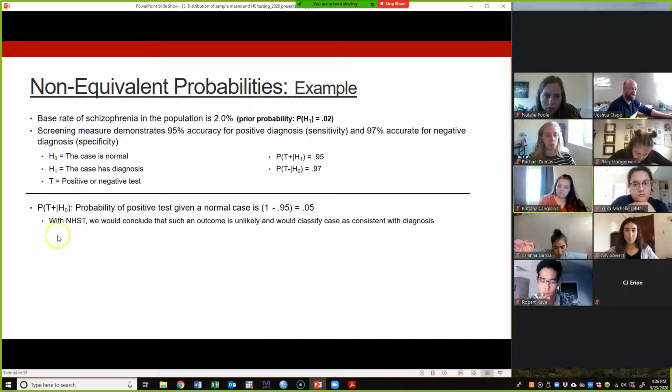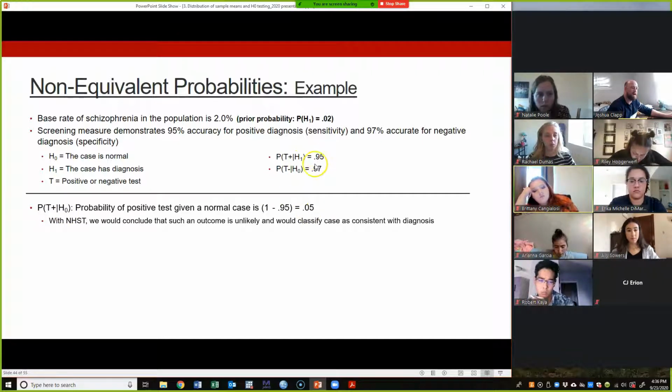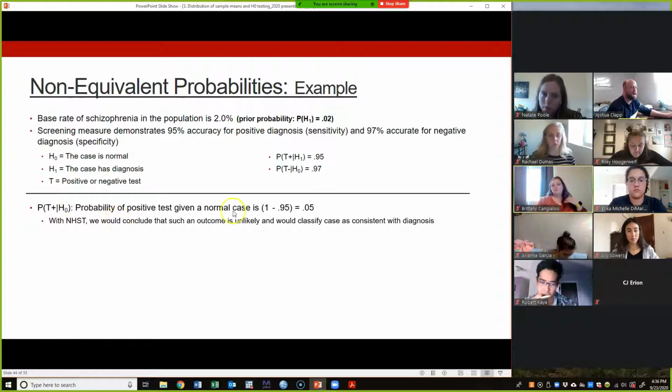The problem is, so again, the probability of a positive test given a non-case is 0.05, right? So if we take all the cases, one minus 0.95. And so what we would say is the probability of a positive test given a normal case is only 5%. And so from a null hypothesis standpoint, we would conclude that this is very unlikely. And we would say if you have a positive test, we're going to say that you have schizophrenia, right? Because the likelihood of a positive test for people who don't have schizophrenia is very unlikely. Okay, people following me up to this point?